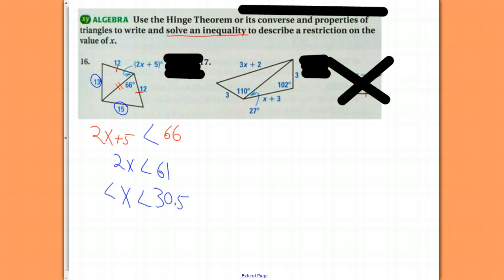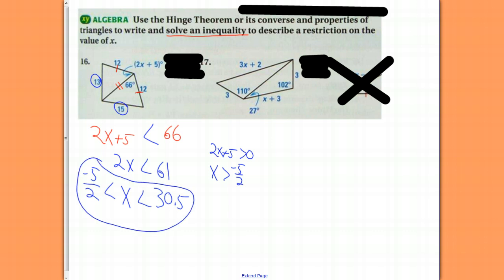X has got to be greater than or equal to... well, this 2x plus 5 has got to be a positive angle, so it's got to be greater than 0. So that means x has to be greater than negative 5 halves. It's not going to be 0, and it's not going to be 0.1 degrees just because of the side lengths, but there are some restrictions here. This is our answer.